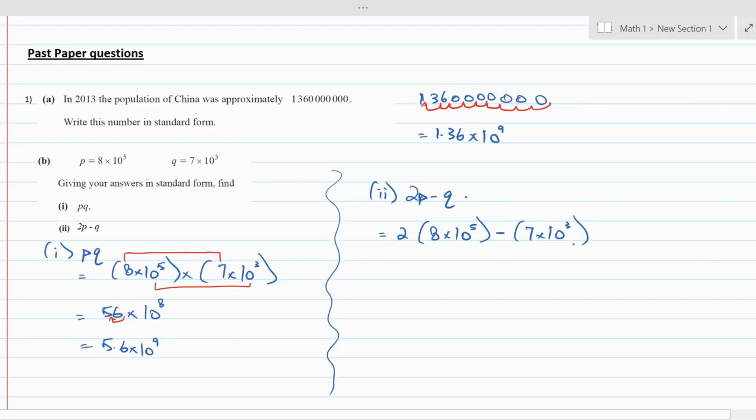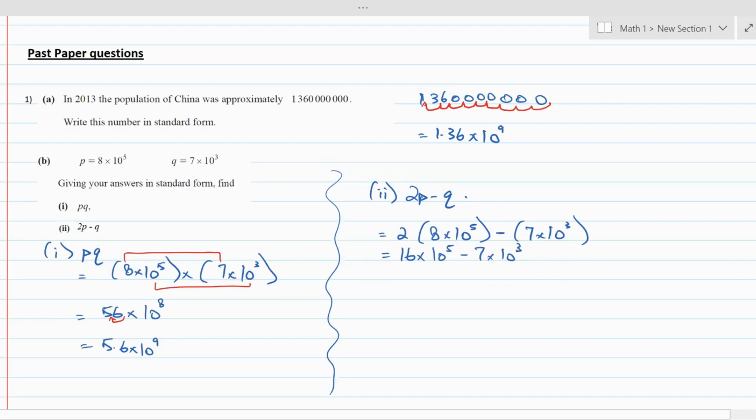Now following the BODMAS rule, first we have to multiply. So this 2 has to be multiplied with 8. Remember, this 2 should not be multiplied with 10's power. 2 will only multiply with the number part, which is 8. So 2 into 8 would give us 16 into 10 raised to the power 5 minus 7 into 10 raised to the power 3.